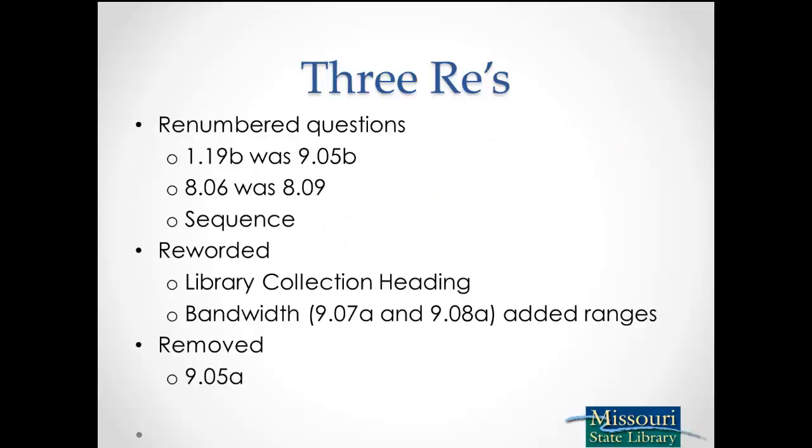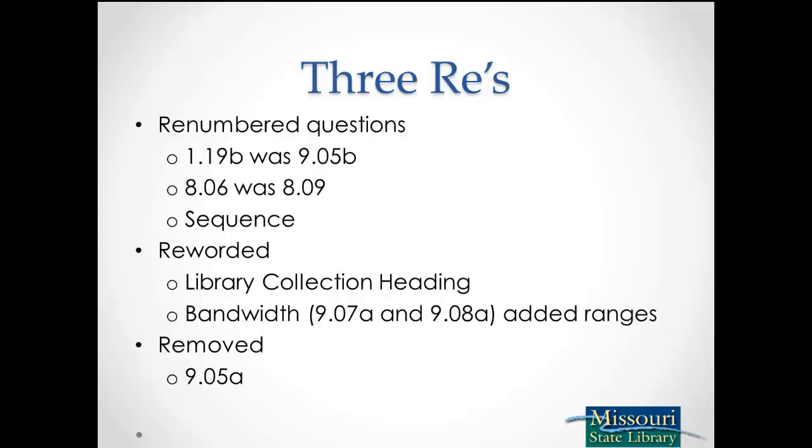Several questions have different numbers for 2016 when compared to the 2015 survey. 9.05B, does the library provide mobile device accessible version of its website, was renumbered from 9.05B. 8.06, number of registered users, was moved from 8.09. Sequential numbers following additions or removed elements will change, with the most changes occurring in the services section. These changes will show last year's answers where possible.